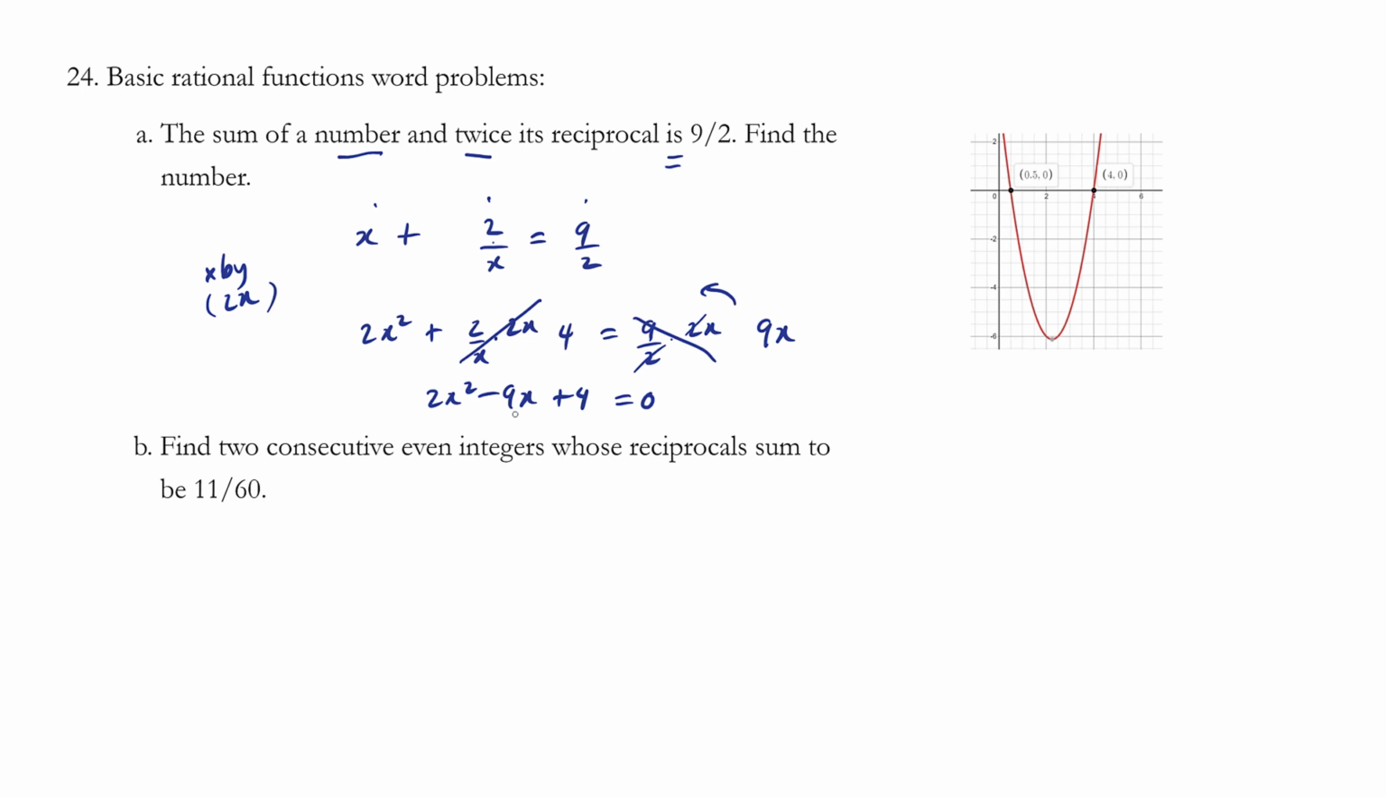So we know how to factor. And if we use Desmos, we can see that the answers are 4 and 0.5. So let's test these out to see if these are actually legitimate answers and not extraneous.